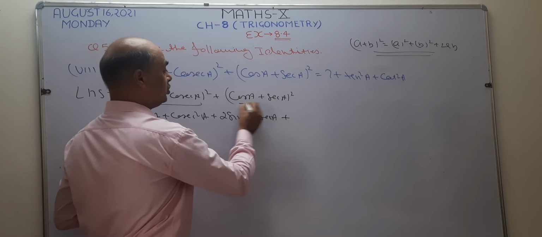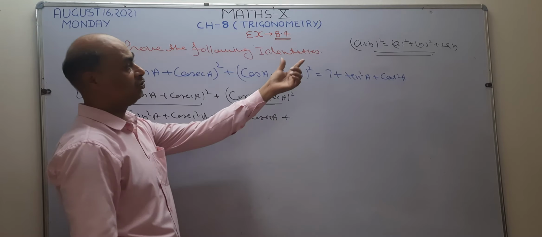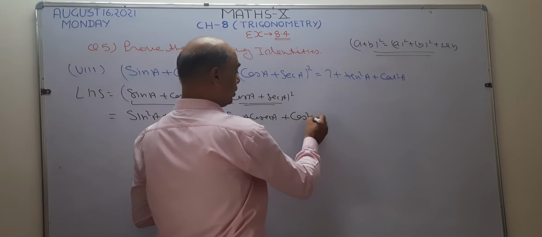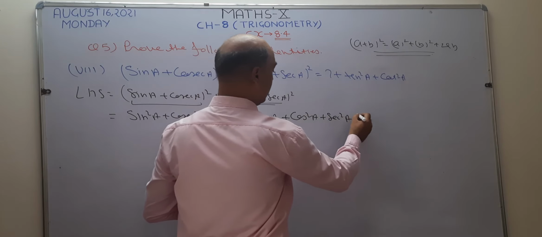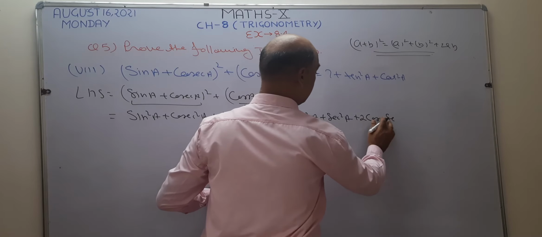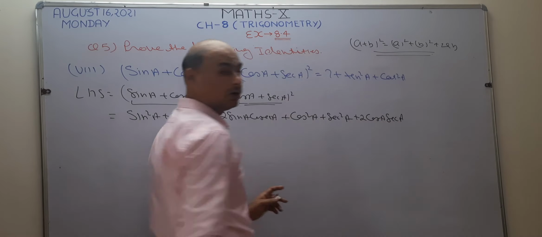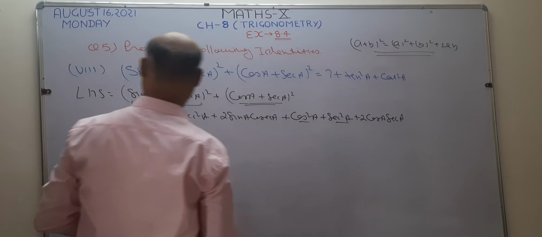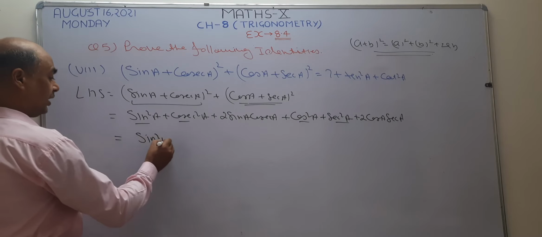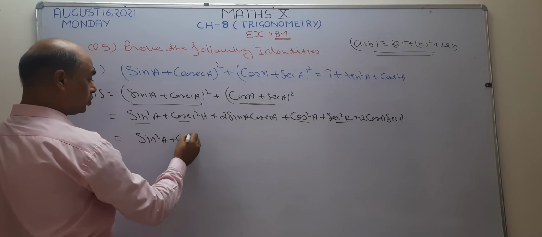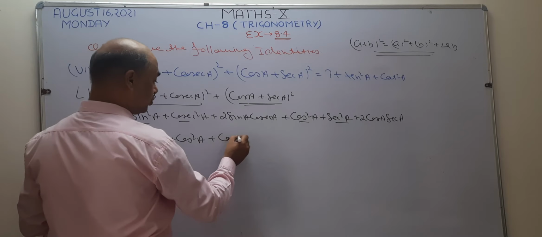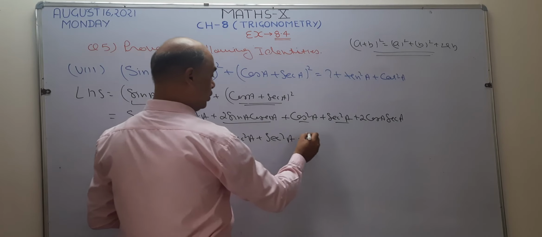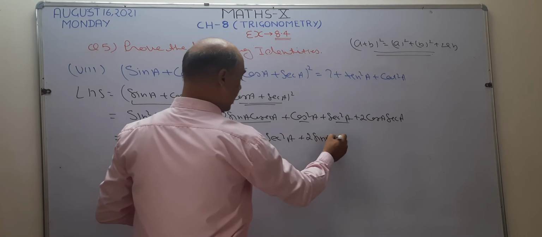Now I'm going to open this bracket again using this identity. Now A becomes cos A and B becomes secant A. So this becomes cos square A plus secant square A plus 2 cos A and secant A. Now I'm going to take the square parts first. So write here sine square A, after that cos square A, after that cosec square A, after that secant square A. After that I am going to write this 2 sine A and cosec A.